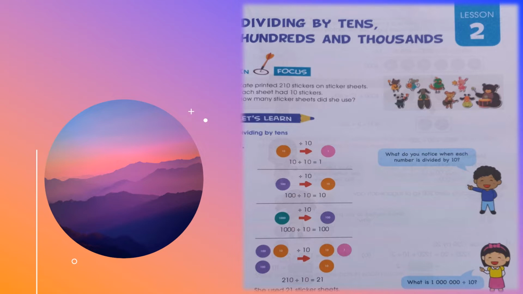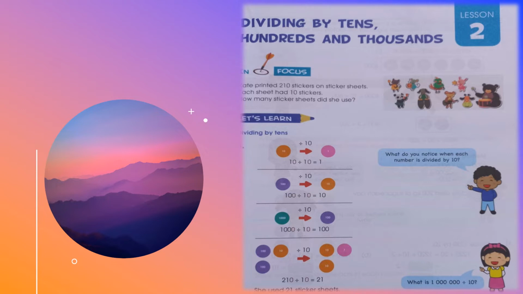Similarly, when we divide 100 by 10, the 0 is deducted from the end result and the end result is 10. And for 1000, when it is divided by 10, the result is 100. One 0 is subtracted. So, we are going to use this concept in solving further questions.